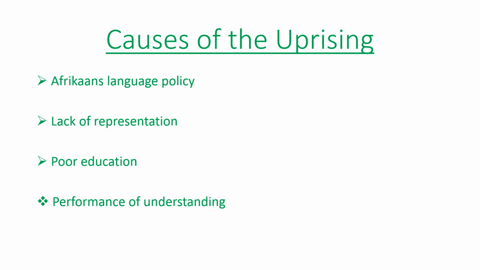Lack of representation: black students had limited representation in school governance and decision-making processes, leading to feelings of powerlessness and frustration. This lack of representation meant that their concerns and needs were often ignored. Poor education: the Bantu education system provided inferior education to black students with inadequate resources, poorly trained teachers, and limited opportunities for further education and employment. This perpetuated inequality and limited social mobility.